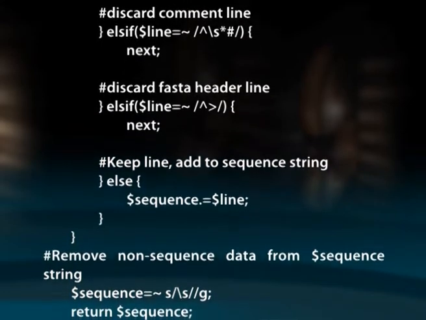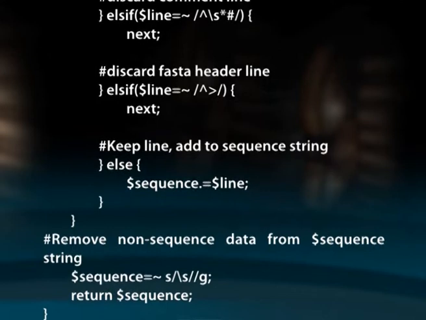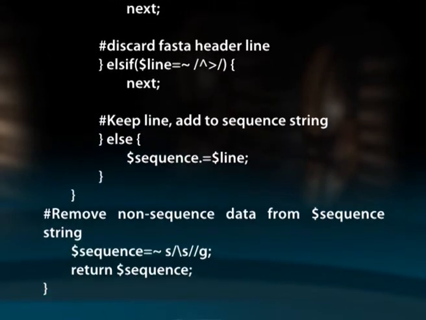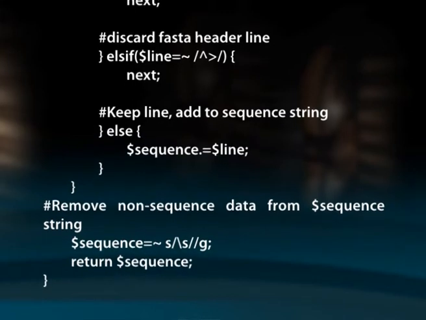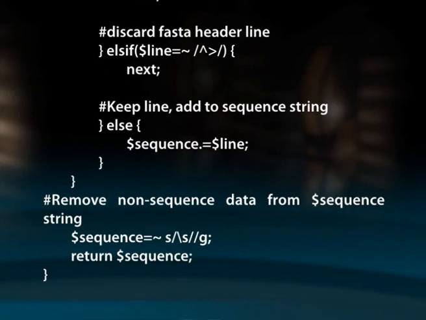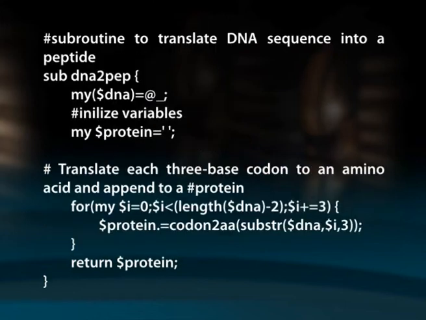Now remove the non-sequence data from the sequence string variable. It can be specified with the regular expression $sequence =~ s/\s//g. Now return the $sequence variable.